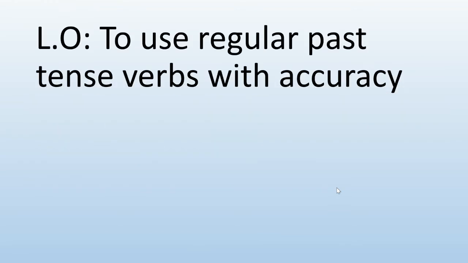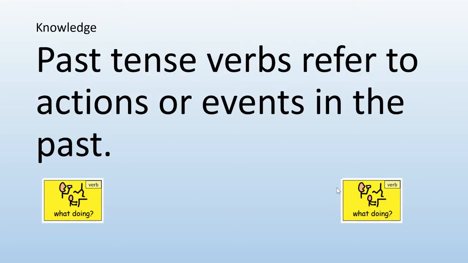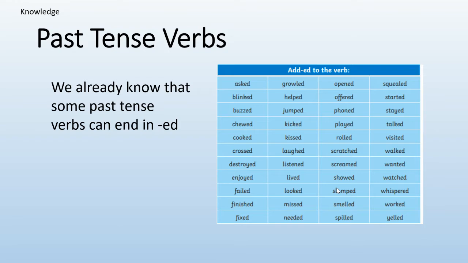Very good. So today we're going to be looking at how to use regular past tense verbs with accuracy. Past tense verbs refer to actions or events in the past. So we already know that some past tense verbs can end in ed. On the screen here, I've put some examples. So ask would become asked, laugh would become laughed, want, wanted, and so on.